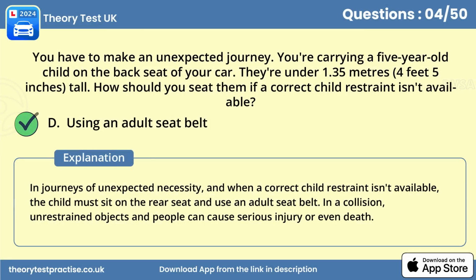In journeys of unexpected necessity, and when a correct child restraint isn't available, the child must sit on the rear seat and use an adult seat belt. In a collision, unrestrained objects and people can cause serious injury or even death.